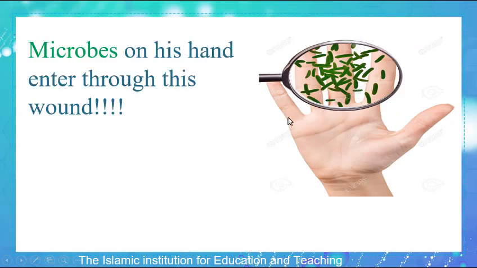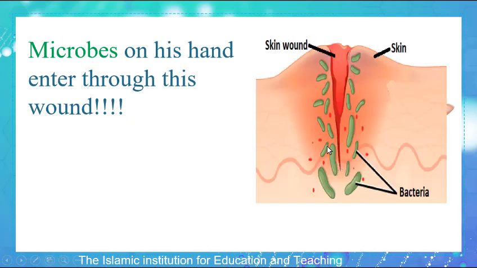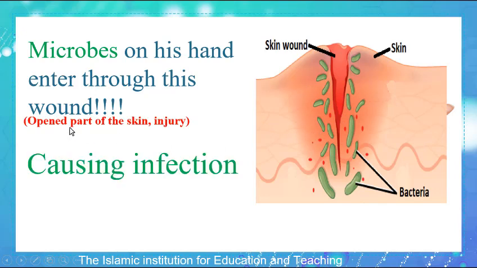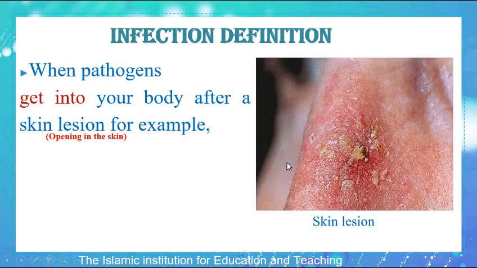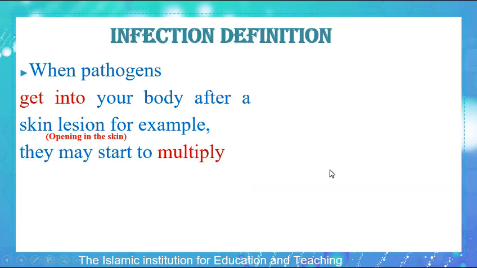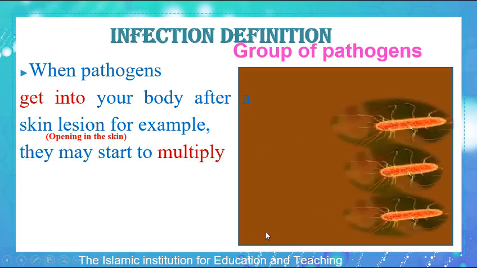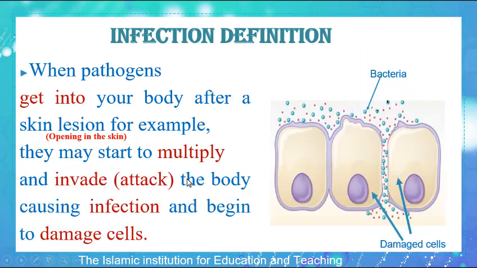Microbes are everywhere around us, aiming to get in our body, and since there's an opening in our skin, the microbes would enter through the wound, which is an open part of the skin or injury, causing infection. But what's infection? When pathogens get into our body after a skin lesion, for example, they may start to multiply and invade or attack the body, causing infection and beginning to damage cells. This is a figure showing the bacteria causing infection of specific cells, causing them to be damaged.